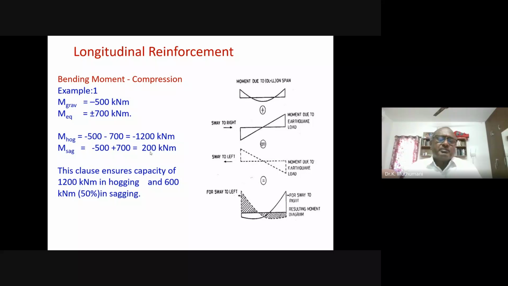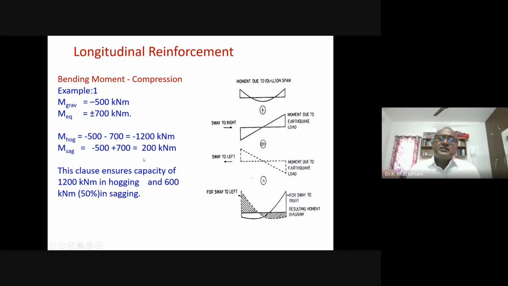If it comes like that, what happens? What is the compression steel? The compression steel is only for 200 kilonewton meter, so you will provide less. This is going to affect either the placement of the neutral axis or the ductility. So in order to come out of that, the code says you should provide 50%. That means if the tension, that is the hogging bending moment, is 1200, you should provide compression steel at least for 50% of that, that is 600. This is the code given provision.